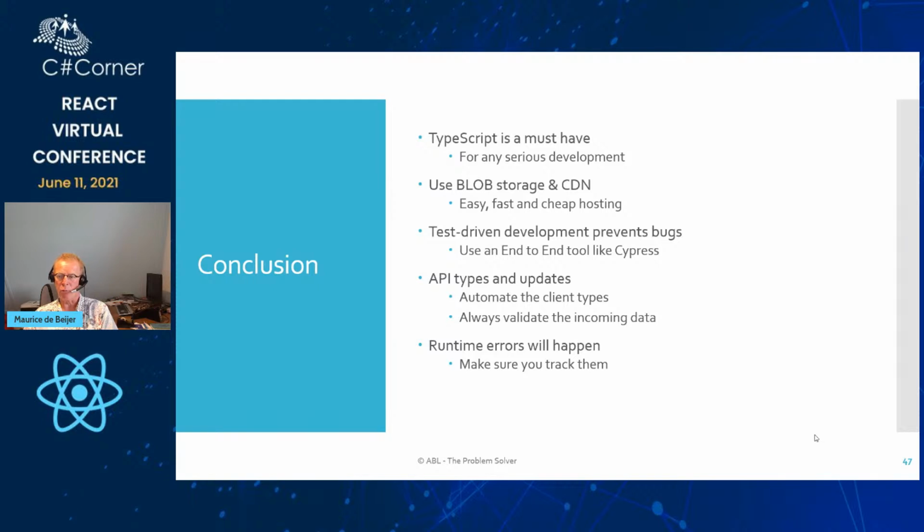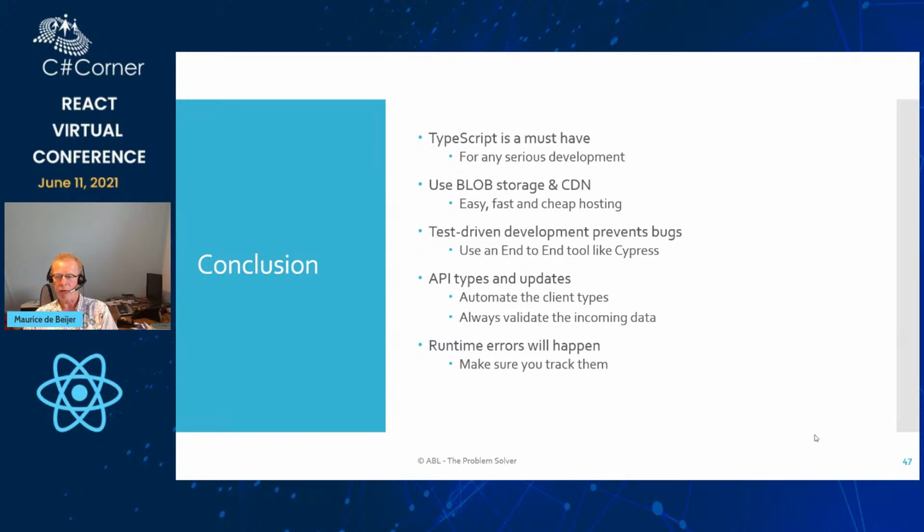Automate your API updates, your type updates as much as possible. Make sure to do that in your continuous integration build, so you're always compiling against the current version, not some old version where you depend on developers to update it, especially if it's manual. Don't want to do that.